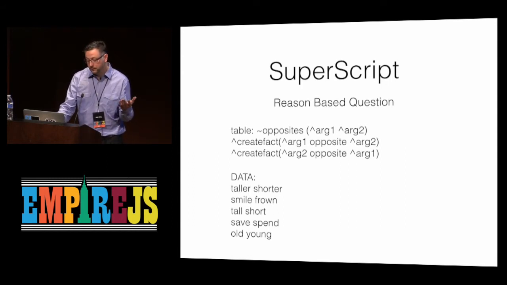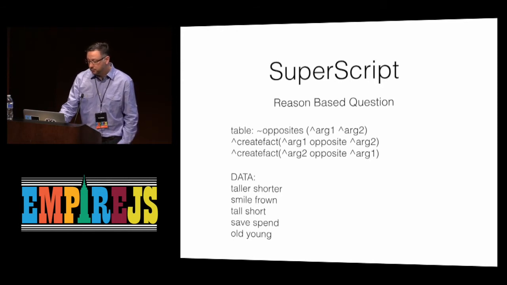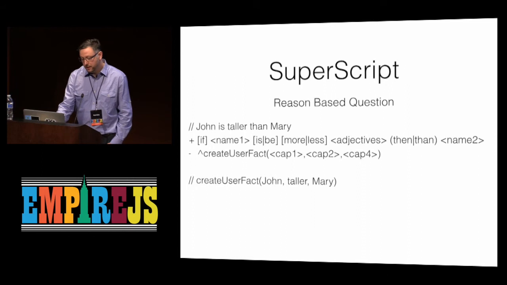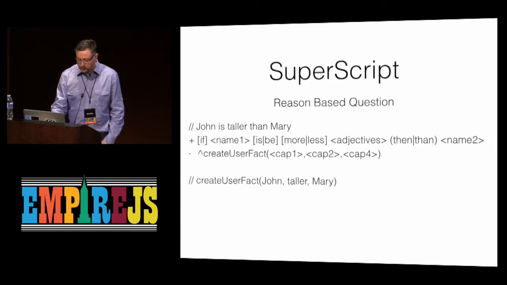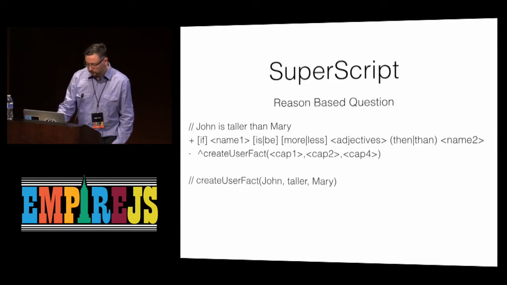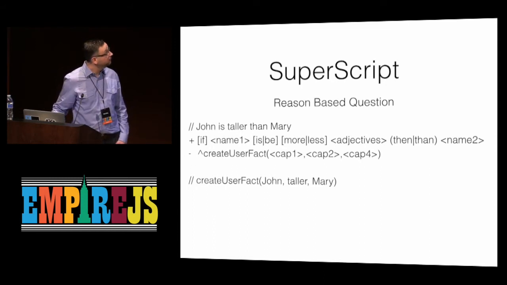So in this example, we keep a copy both ways. So if we're doing a lookup on the object, or if we're doing a lookup on the subject, it should find something. Once we have the data, the opposites kind of sorted out, we can then apply that to a script that might look like this, and this would save the fact. So if John is taller than Mary, we would create a user fact kind of like that.